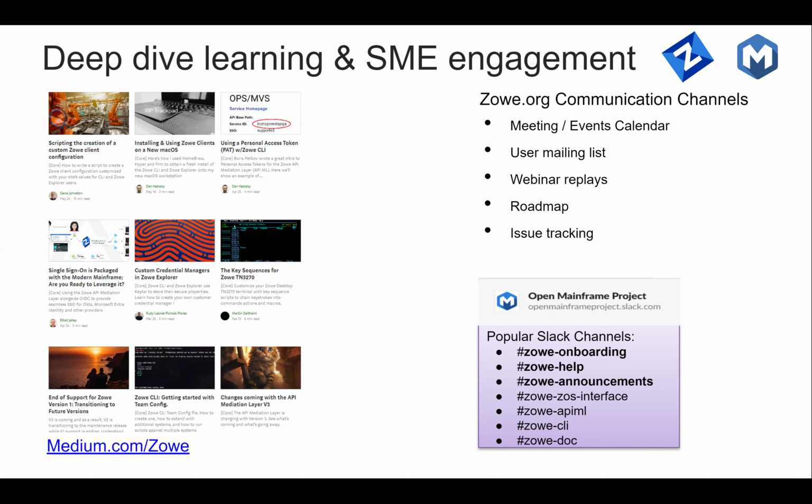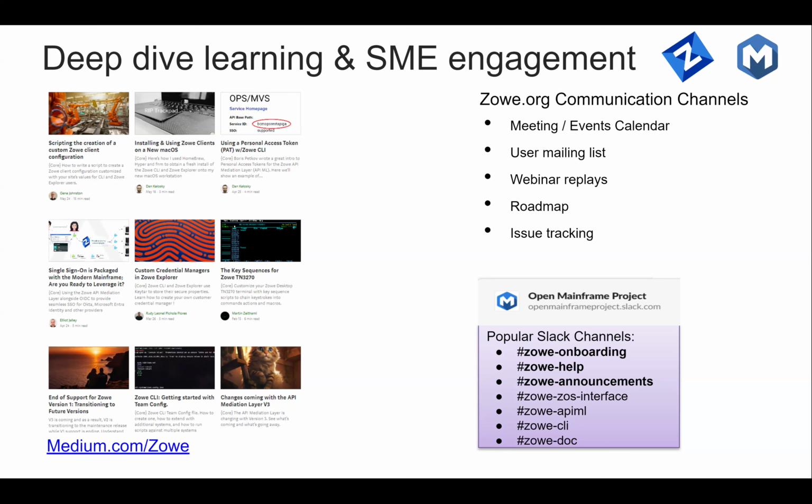But we do recommend going to our Slack channels, and notice that we have reworked some of them. We now have a Zowe help channel, for example, as well as a Zowe announcements channel. And for those of you who are looking for something specific and don't know where to go, always reach out to the Zowe onboarding channel.